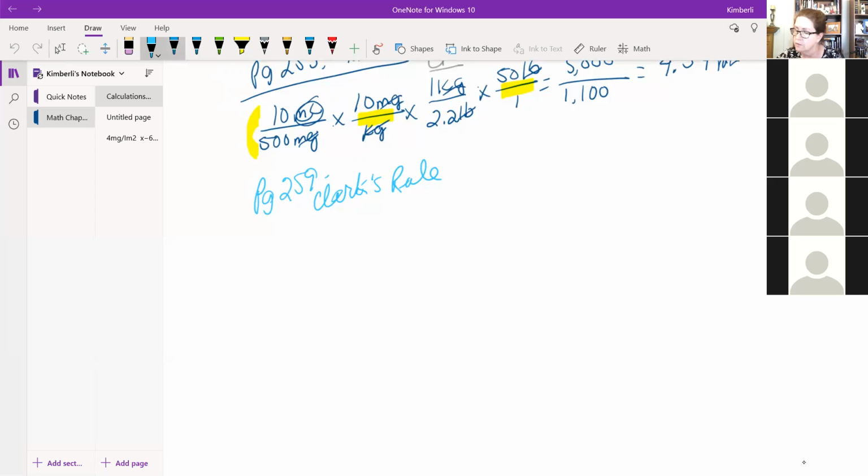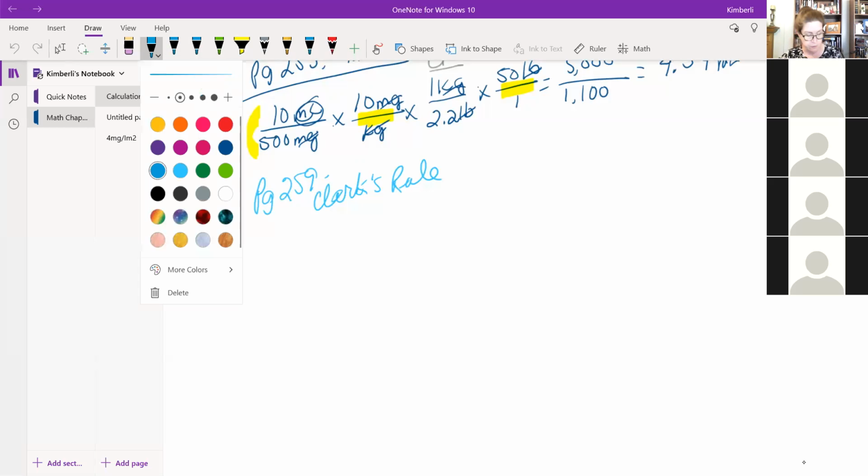I think this blue is a little bit too light. You go with a little bit darker blue.